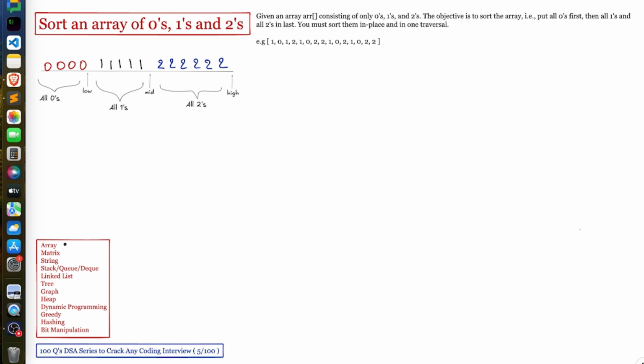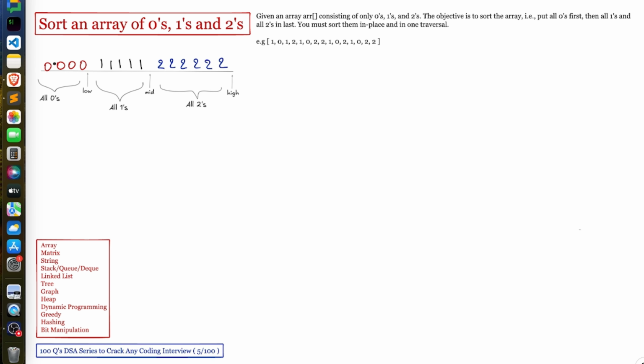So we have started with array first, and in array we will discuss the fifth problem today. The problem name is called sort an array of zeros, ones, and twos. So the problem statement is that you will be given an array that consists of zeros, ones, and twos only, and the objective is to sort the array.